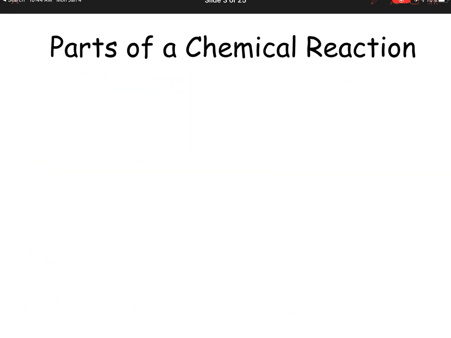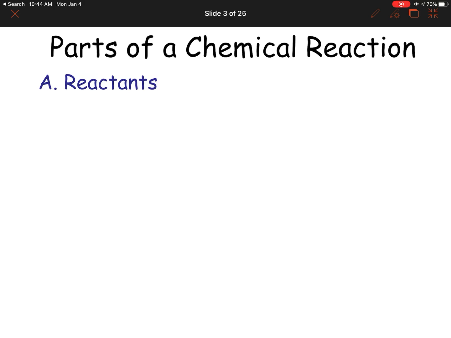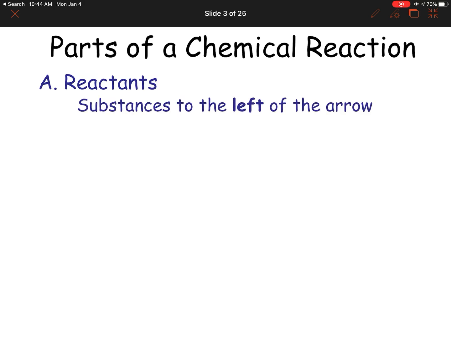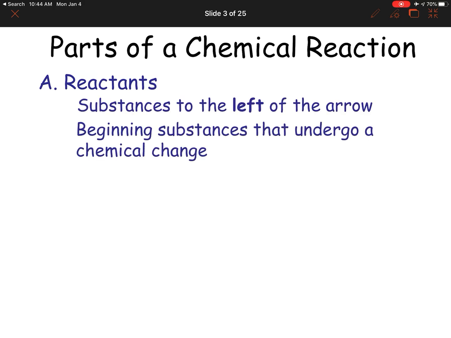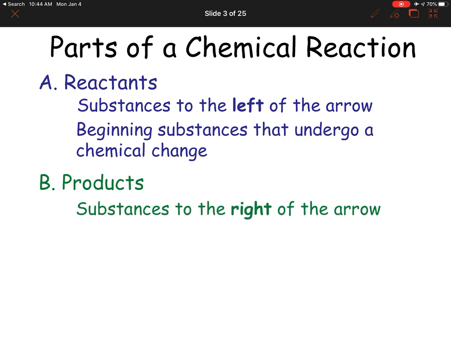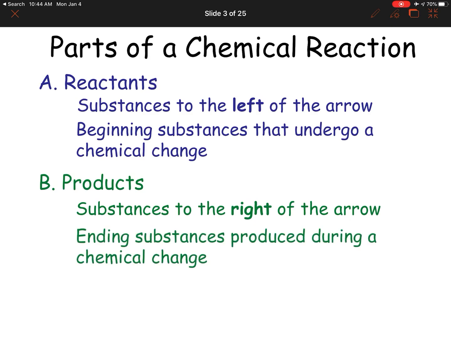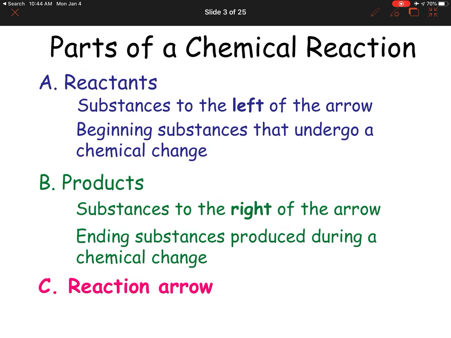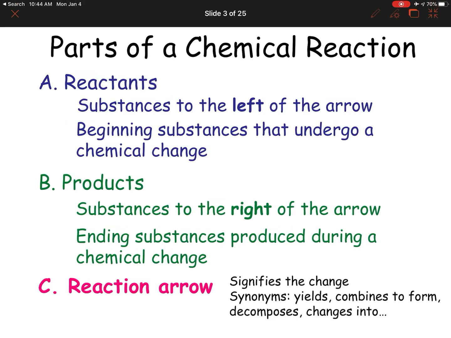So in a chemical reaction, we have what we call the reactants. The reactants are whatever is on the left of the reaction arrow. These are the beginning substances. These are the things that undergo the change, chemical change. After the reaction, we have what we call the products, things that are produced. To the right of the arrow, these are the ending substances. And then, of course, we need our reaction arrow, which is in the middle. The reaction arrow is what shows the change.